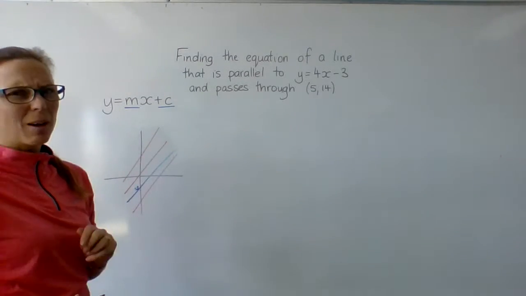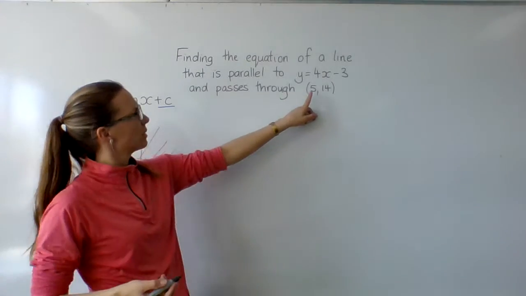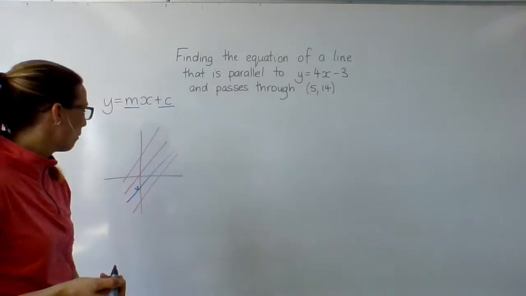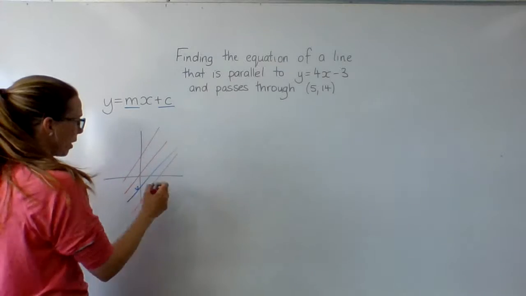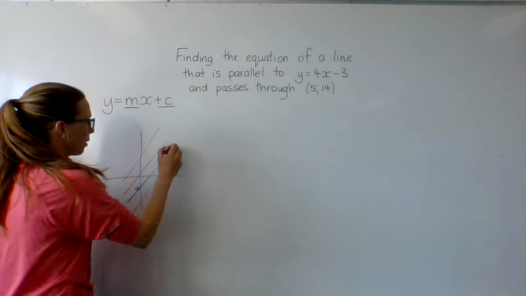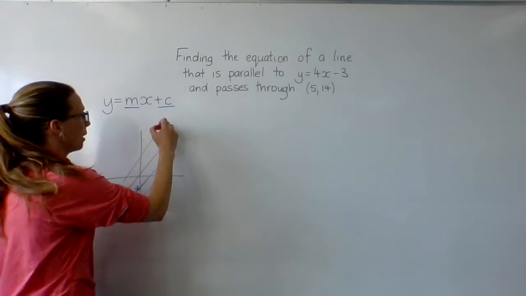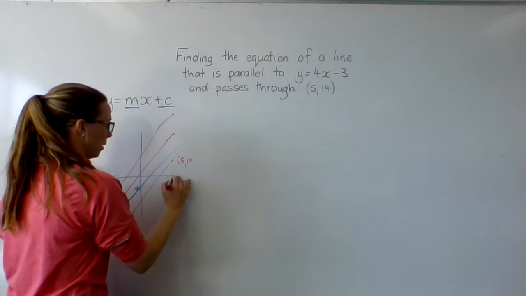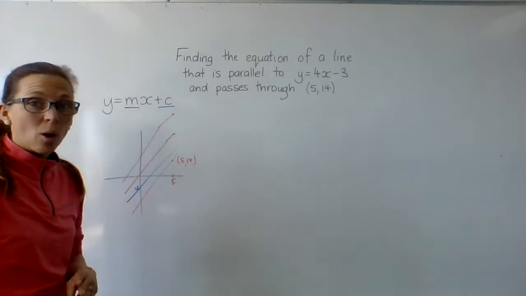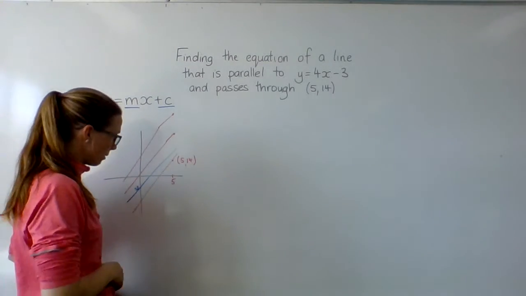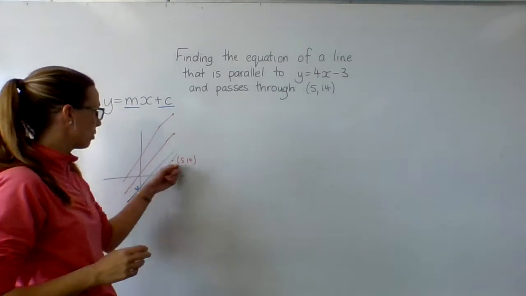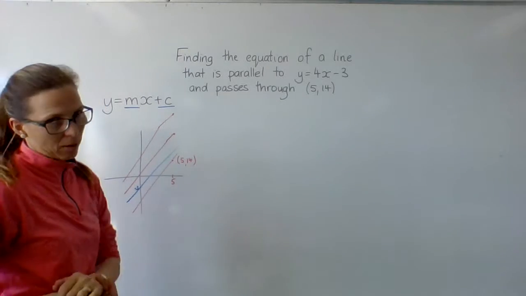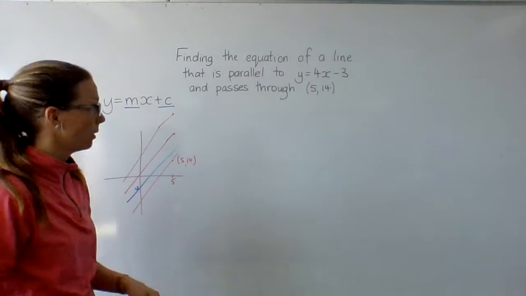I do know one thing about the line though. I know that it passes through a point, 5, 14. So somewhere there's a point, could be here, could be here, could be here, which is 5, 14. Okay, so I've got to work out where it is, or what the equation of that line is that goes through that point and has that parallel gradient.